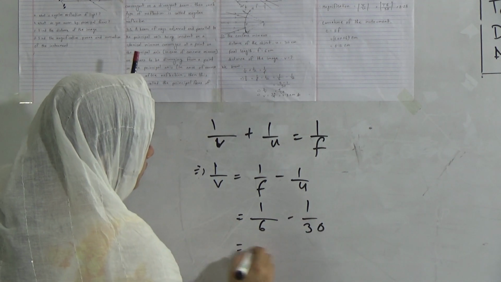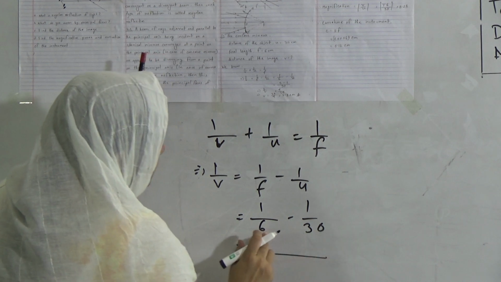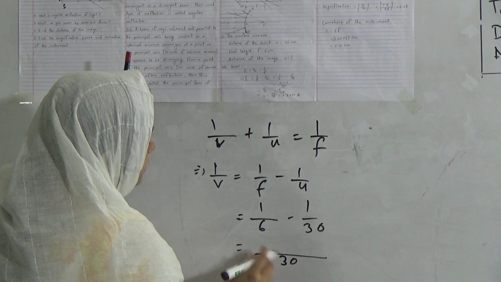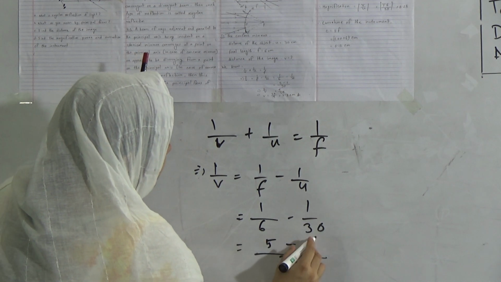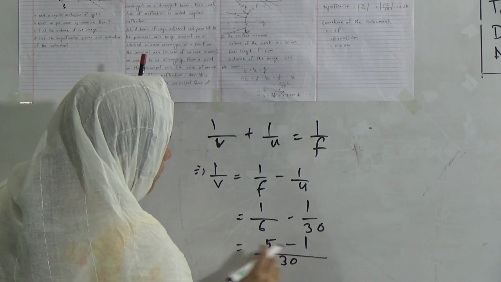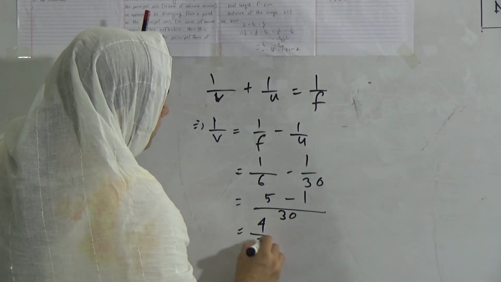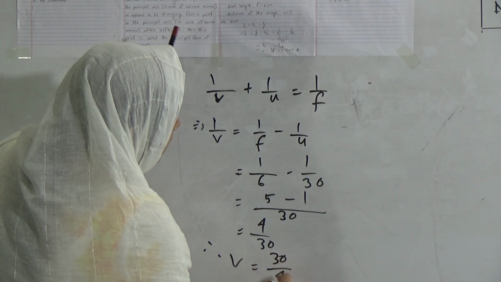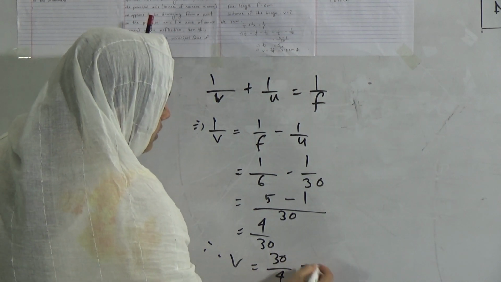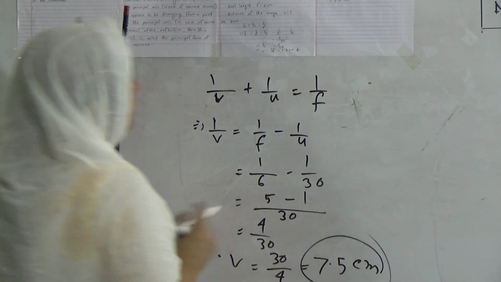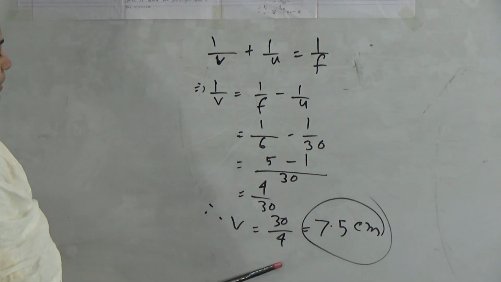Okay. So we have to take the LCM of 6 and 30. It will be 30. 30 divided by 6 is 5, and minus 30 divided by 30 is 1. So 5 minus 1 is 4, over 30. So v equals 30 divided by 4, and doing this calculation we get 7.5 centimeter. Okay, this is the distance of the image.